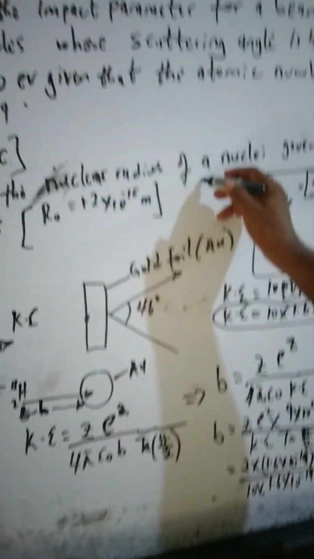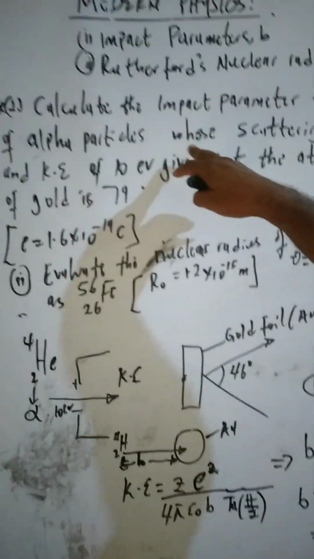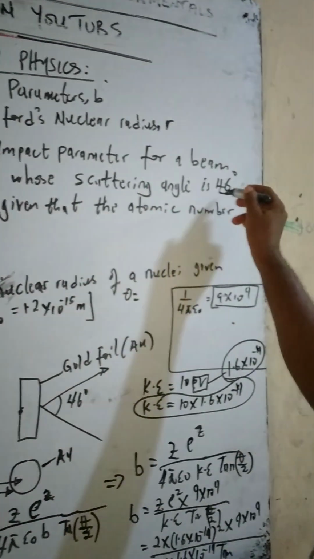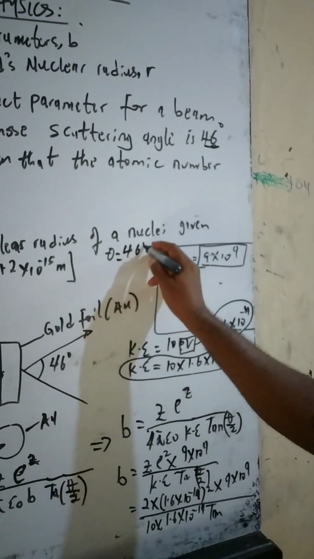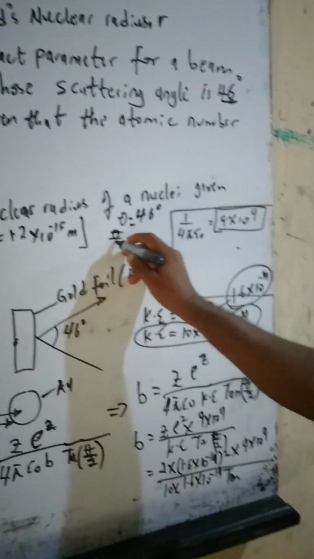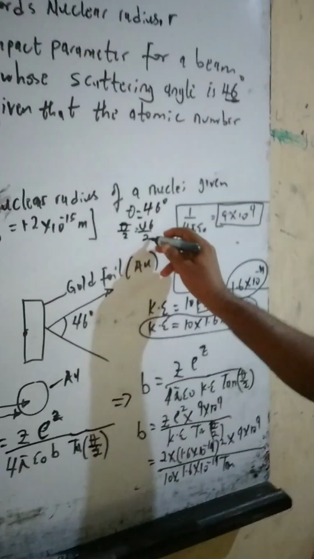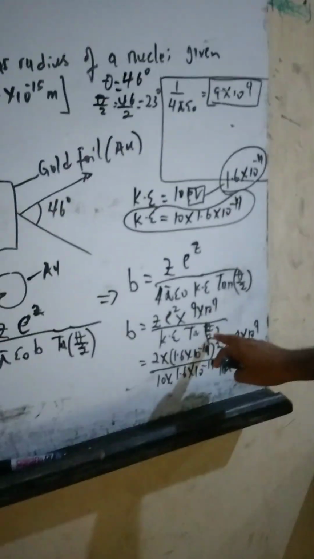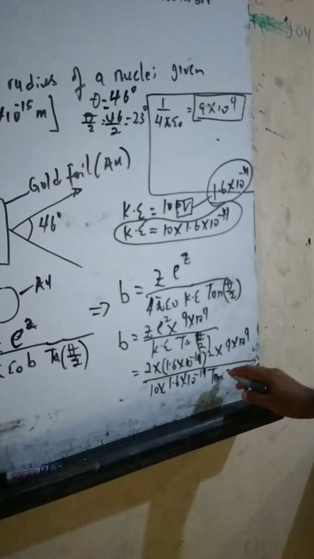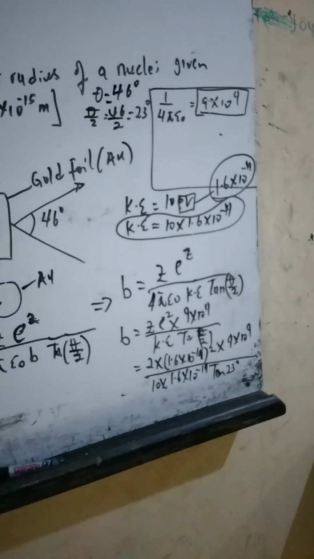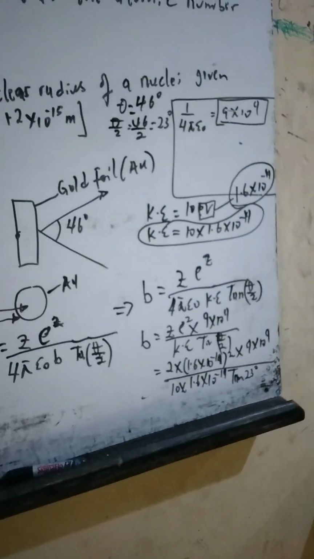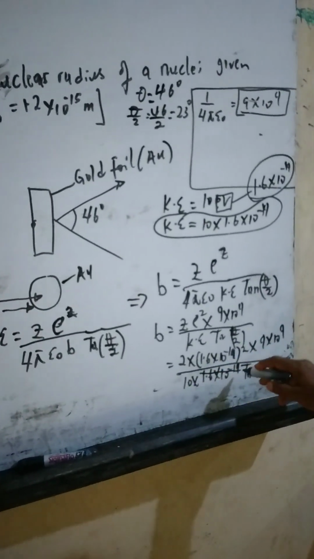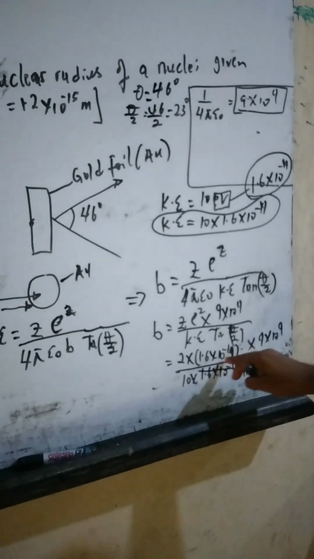The angle given, theta, in this question, I think it's 46 degrees. So we are going to find half of 46 degrees; theta over 2 is 46 divided by 2, which is 23 degrees. So I'm going to put 23 degrees in this theta divided by 2. If you look at these parameters here, they are the same thing, so we cancel one of them.